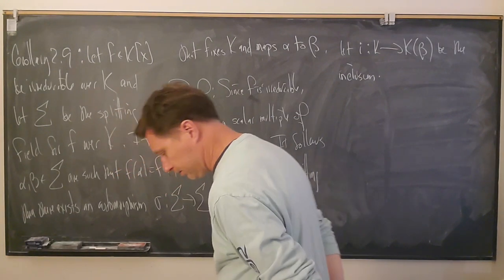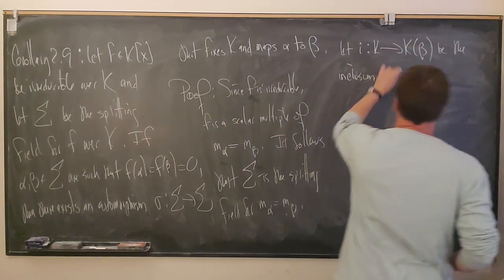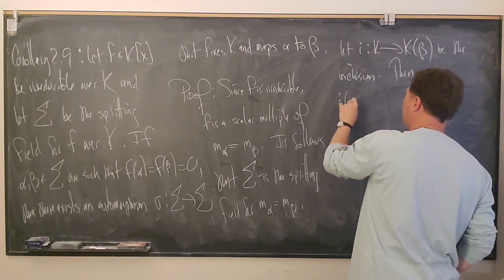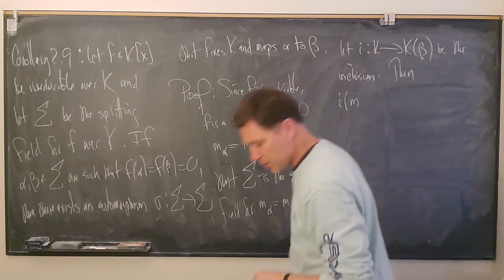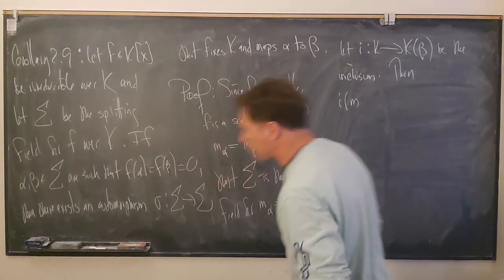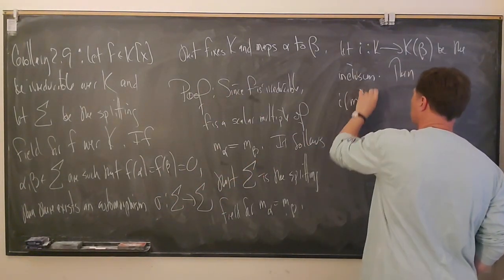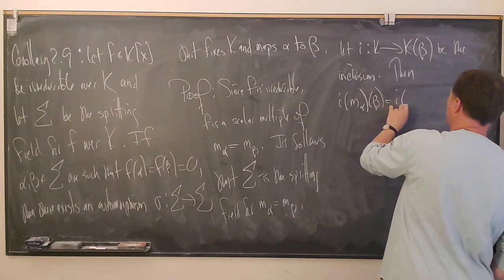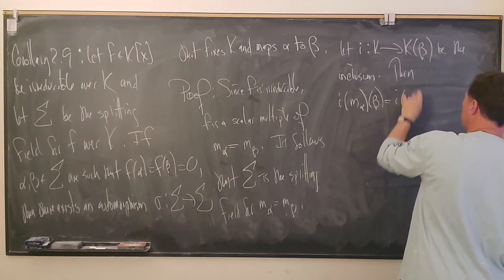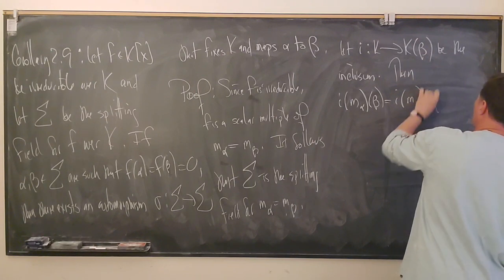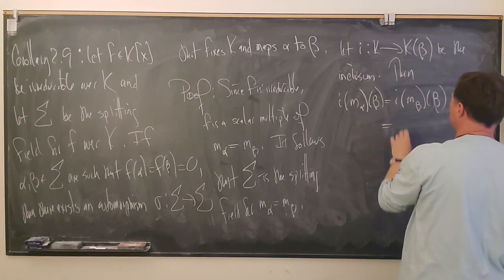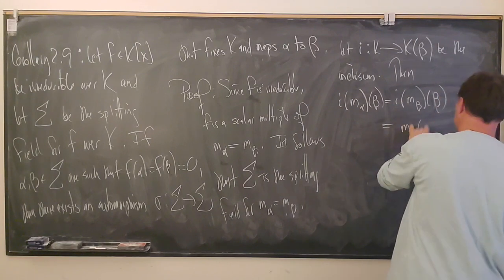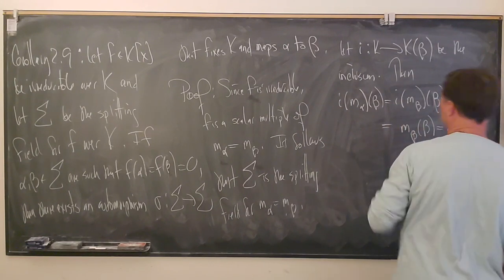So then I of m sub alpha of beta equals I of m sub beta of beta, which equals m sub beta of beta, which equals 0.